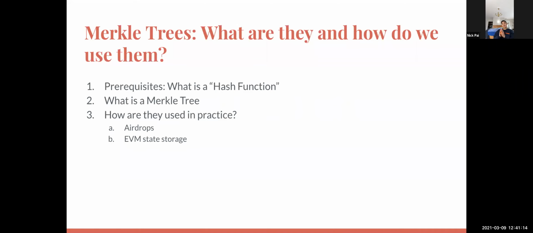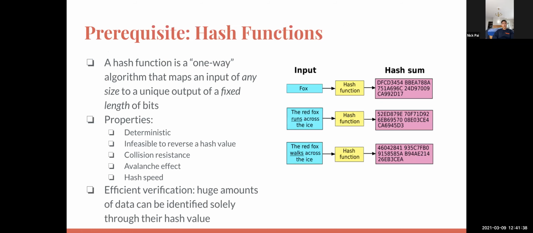All right, so to contextualize this presentation, we're going to talk about Merkle trees. We're going to discuss how they work and how they are used in practice by other blockchain technologies, and also other tech companies in general. We're going to talk about what a hash function is, which is underlying the Merkle tree data structure. So the first topic is, what is a hash function?